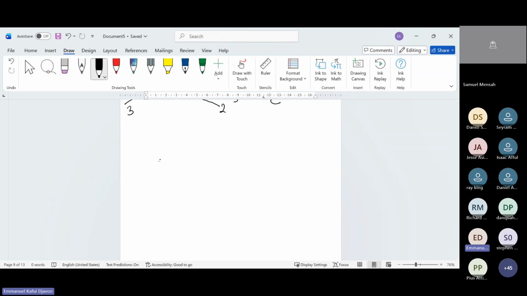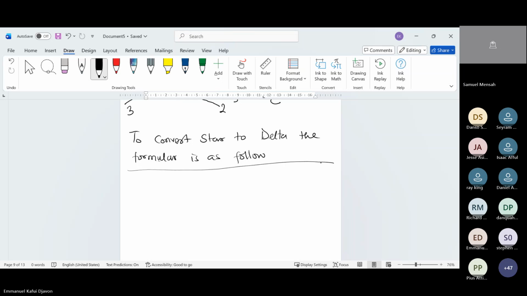So to convert star to delta, the formula is as follows.